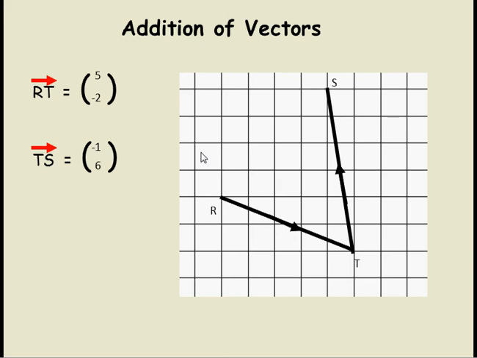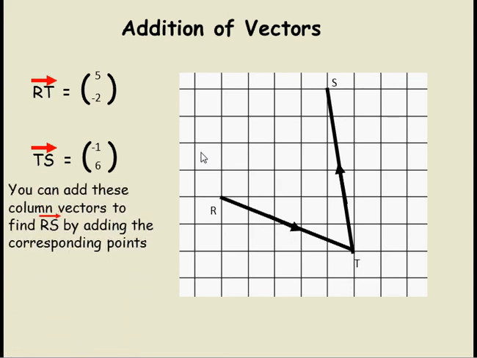So when you add them together, you get vector RS. Just think of it as starting here and finishing here. To get from R to S, you can go straight along the red line, or you can go from R to T and then T to S. The "and then" means add it together.